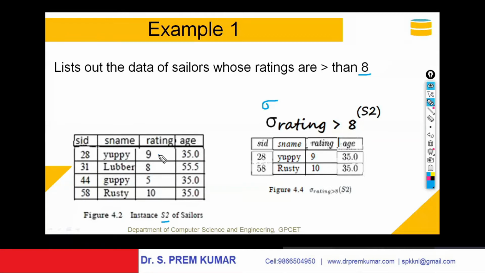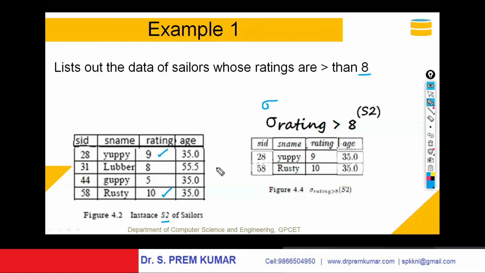Rating greater than 8. That is, 9 is greater than 8 and 10 is greater than 8. Hence, select the tuples, meaning the rows, whose rating is greater than 8 from S2. From the table S2, I want to select the tuples whose rating is greater than 8. Hence you get the output as 28 UP 9 and 35.